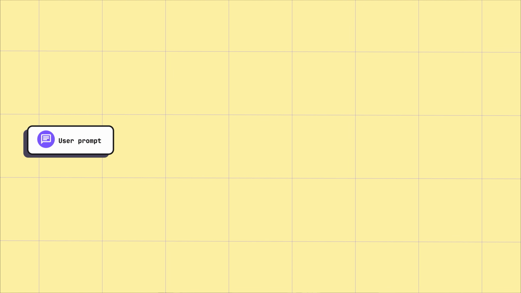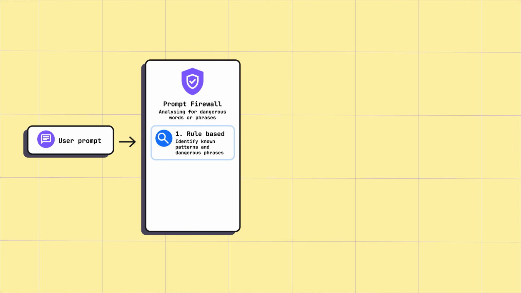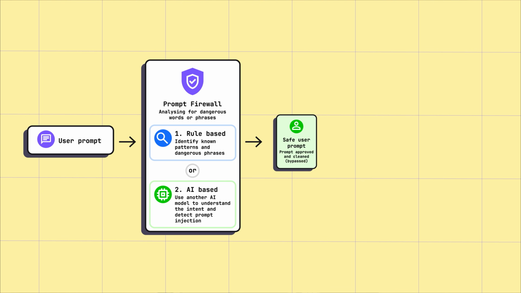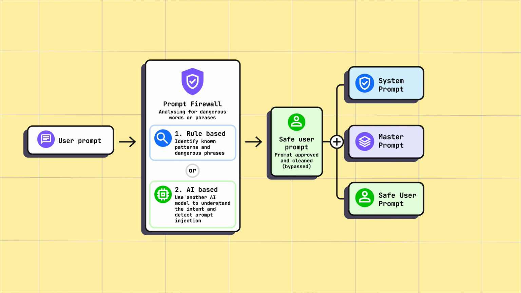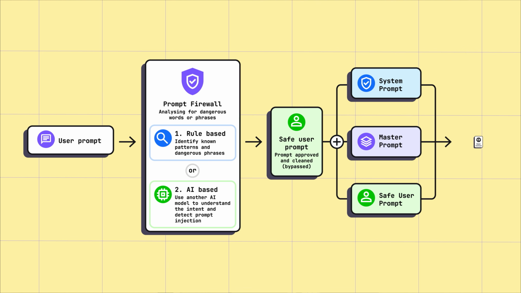Well, then comes in the world of AI or prompt firewalls. This is essentially when, before your prompt touches the AI model, it's analyzed to try and find dangerous words or dangerous phrases. There's two ways to do this. One is rule-based, where it's trying to identify patterns, like "ignore all previous instructions." And one is AI-based, where it's using a different AI model to actually ingest that information and determine whether or not there's prompt injection in there.